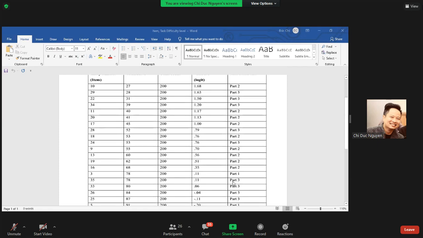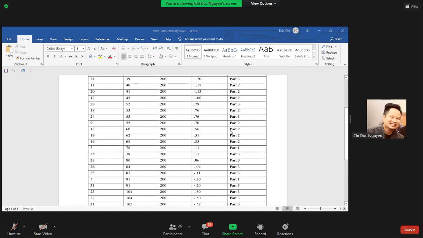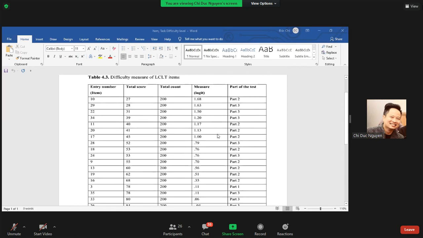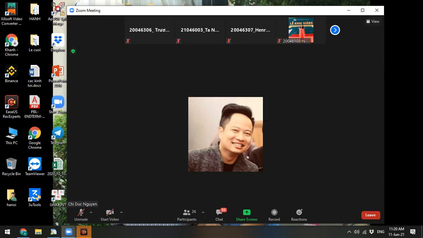However, part number 3 turns out to be the moderate one, and part number 2 turns out to be the hardest one, because you can see many items in part number 2 are very challenging. So with this kind of evidence, we have already shown that the first variant is not supported.